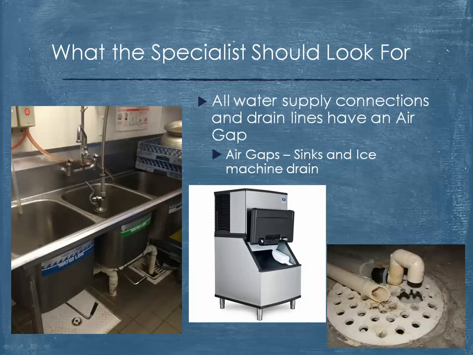We mainly focus on sinks in this training because they are easier to understand, but backflow protection should be used anywhere a contamination source is present. As the FSCC specialist, you should make sure to look for air gaps on sink faucets and drains, as well as on the drain line of an ice machine.